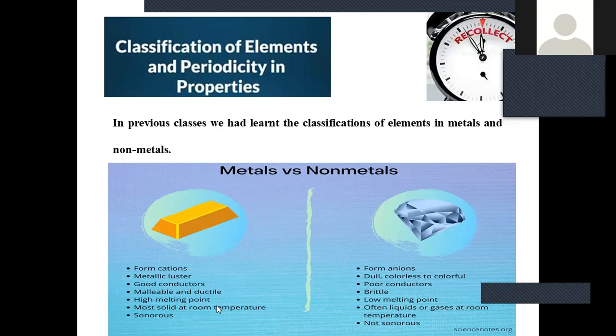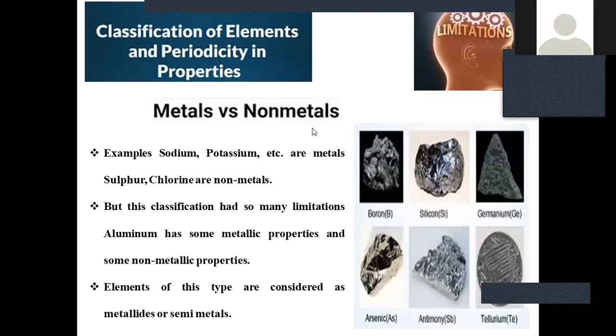Exceptionally, only mercury will be the liquid metal. So all metals are sonorous in nature. Sonorous in the sense, again, lustrous tendency will be there, and all non-metals are non-sonorous. So this is about the classification you already did in your earlier classes. Metals versus non-metals. Examples for the metals are sodium, potassium.